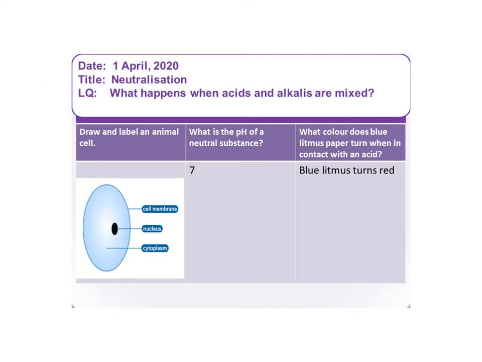The answer to question 2, what is the pH of a neutral substance? That is pH 7. And do be careful, guys, when you are writing pH. You have to make sure that it is a small p and a capital H. So that would be pH 7 is neutral. Going on to the next question, what colour does blue litmus paper turn when in contact with an acid? And blue litmus paper turns red. Just another reminder, guys, please can you make sure that you have green penned all of your work so that you have got the correct answers for these.